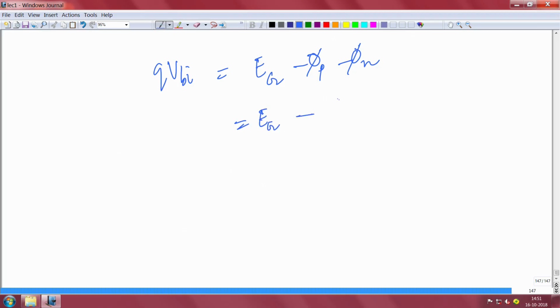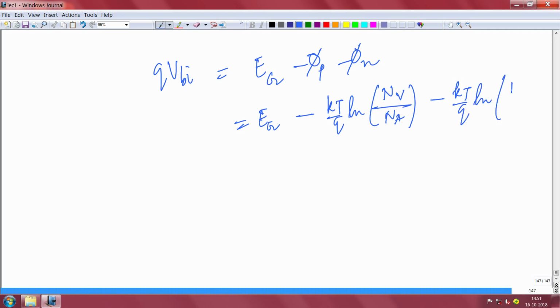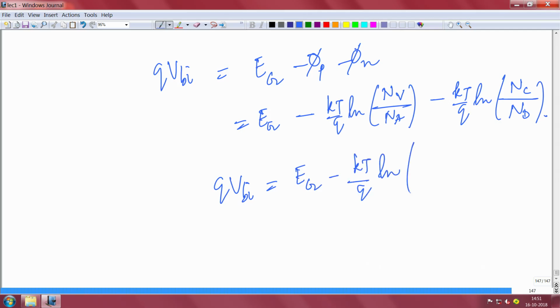The band gap of the semiconductor minus phi p is nothing but kT by q ln Nv by Na, remember from the last page, and this is minus kT by q ln Nc by Nd. So I can write QVBI equal to Eg minus kT by q ln Nc times Nv, these are the conduction band and valence band effective density of states that are always provided in the question, divided by Na into Nd. This Na is the p side doping, and this Nd is the n side doping, remember that. So this is your equation for your built-in potential.